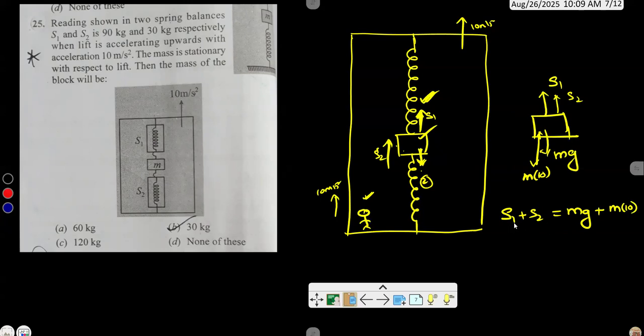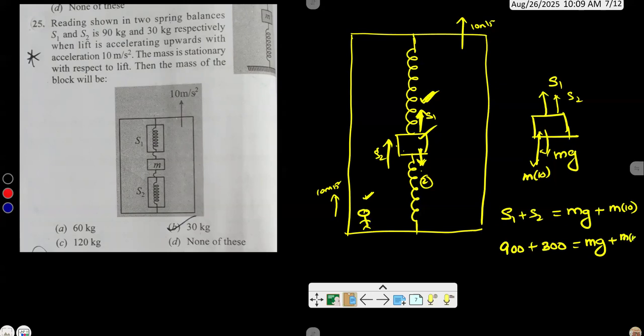S1, he has given, the reading is showing 90 kg. So S1 would be 900 newtons, plus S2 is showing 30 kg, that means it is 300 newtons. Mg weight, what is the mg weight? He's asking for the mass. We need to find mg plus 10 into m.